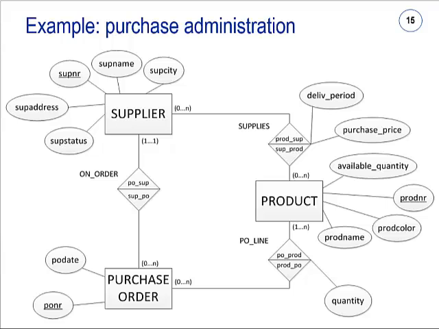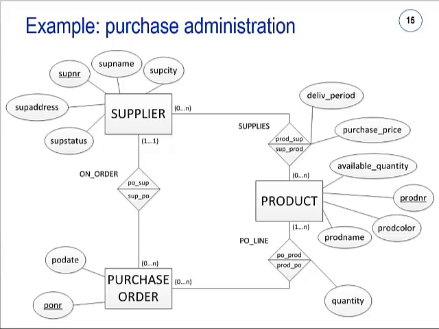A supplier has various characteristics. A supplier has a supplier number, supplier name, supplier city, supplier address, and supplier status. These are what we refer to as the attribute types. The business concepts are the entity types. Supplier, product, and purchase order are the entity types for which we would like to store information. Each of the entity types has attribute types. Purchase order has purchase order number and purchase order date.